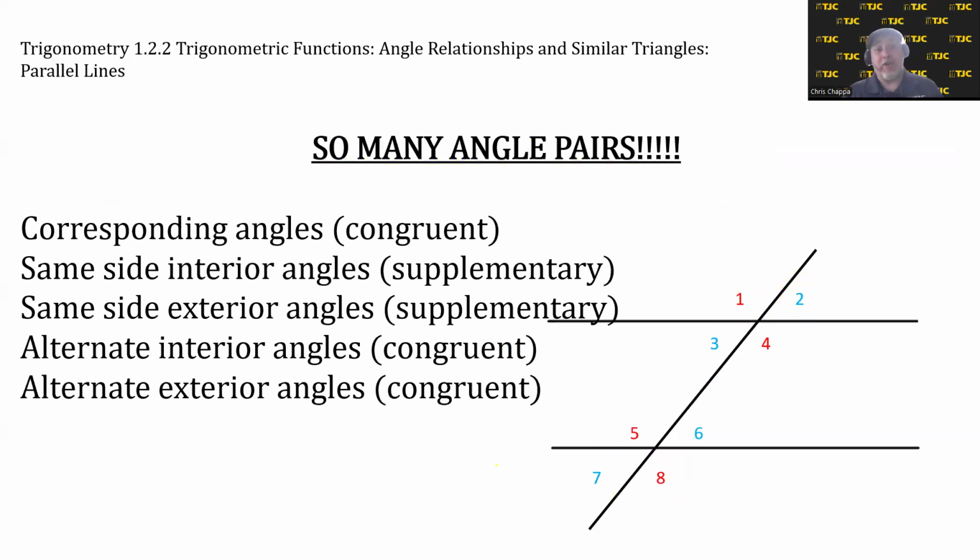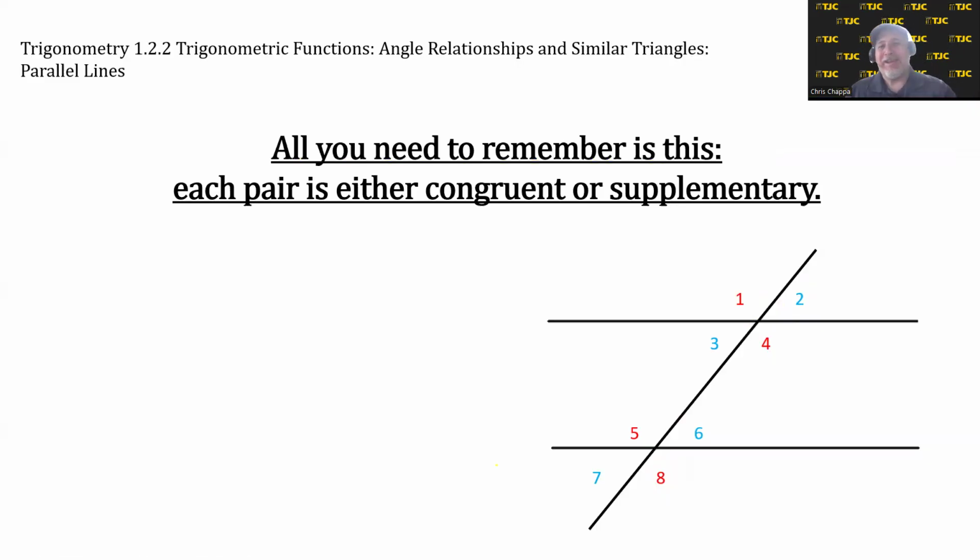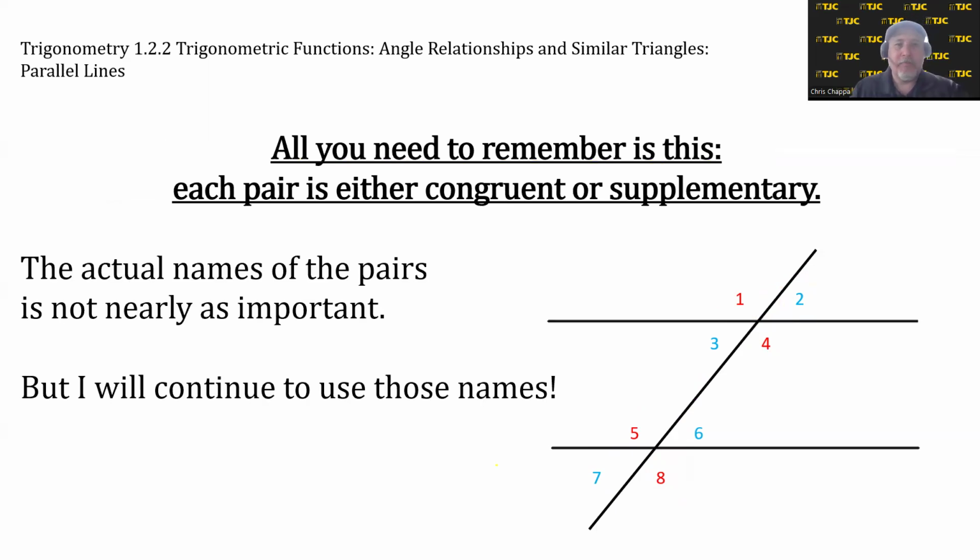Now, there's so many angle pairs. There's 5 names, some are congruent, some are supplementary, and it makes you want to go, argh! But all you need to remember is that each pair is either congruent or supplementary. And if you can copy the top 4 to the bottom 4, it'll be real easy to keep that in mind. Don't worry too much about the names, but I will be using them. Just remember, every pair of angles in this picture is either congruent or supplementary.